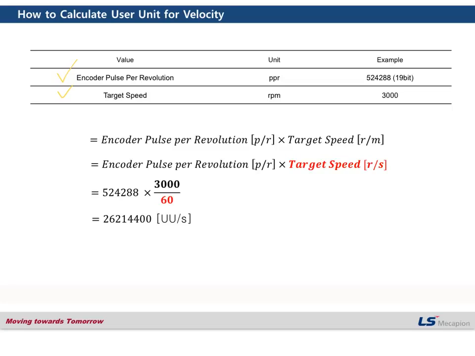All you need to do is multiply them together: the encoder pulse per revolution and the target speed. However, one thing you have to remember is that we use the second as the unit time in this drive. So in this process, unit conversion is required for RPM. RPM should be changed to revolutions per second.